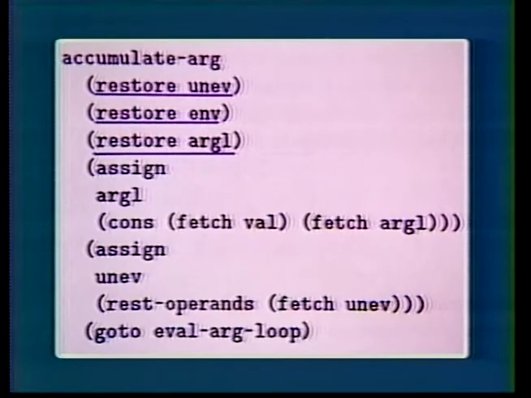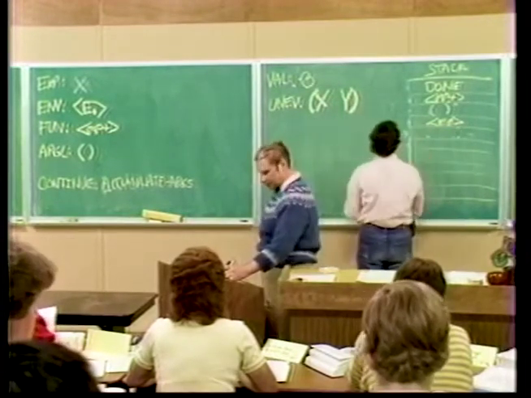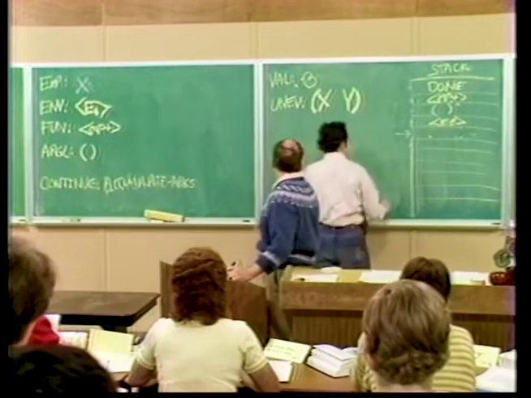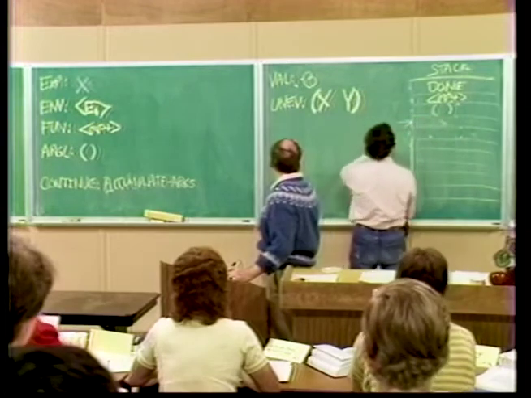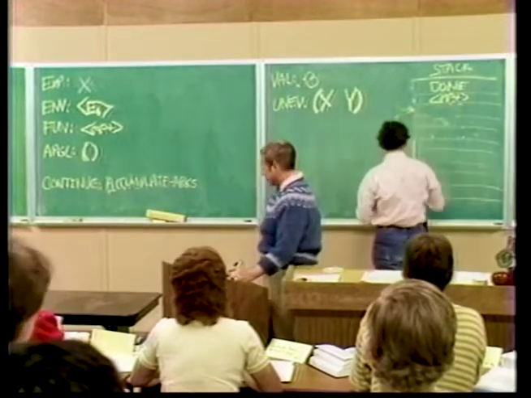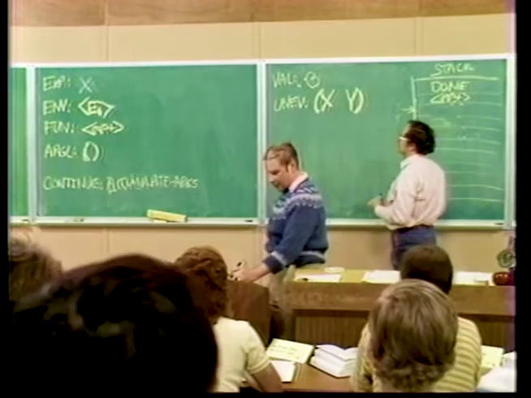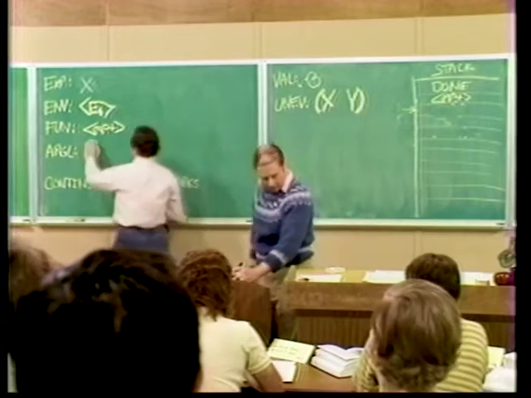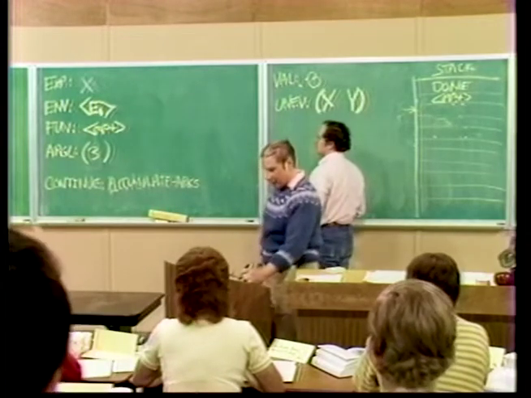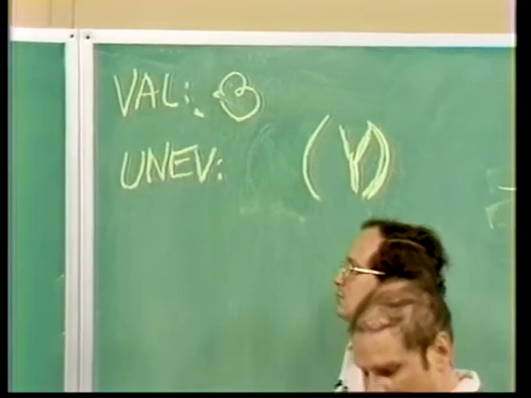Now what do we do? We're going to go back and look at the rest of the arguments. So we restore unev, we restore env, and we restore argl. We assign to argl consing on fetch of the value register to what's in argl. We assign to unev the rest of the operands in fetch of unev. And we go back to eval arg loop.